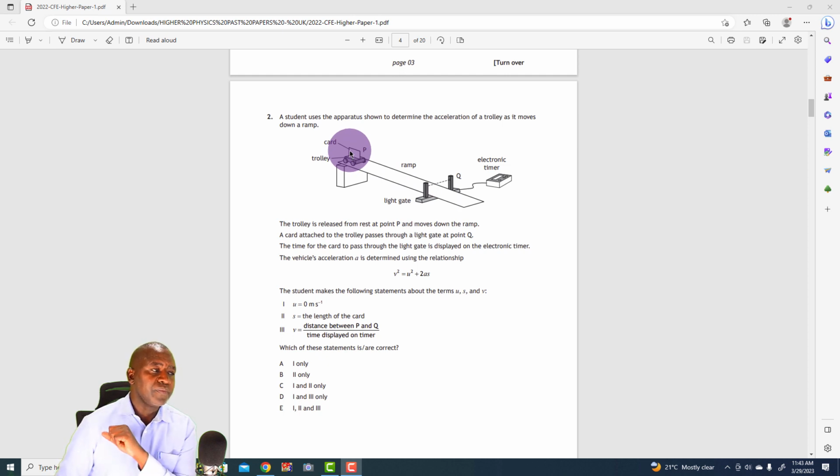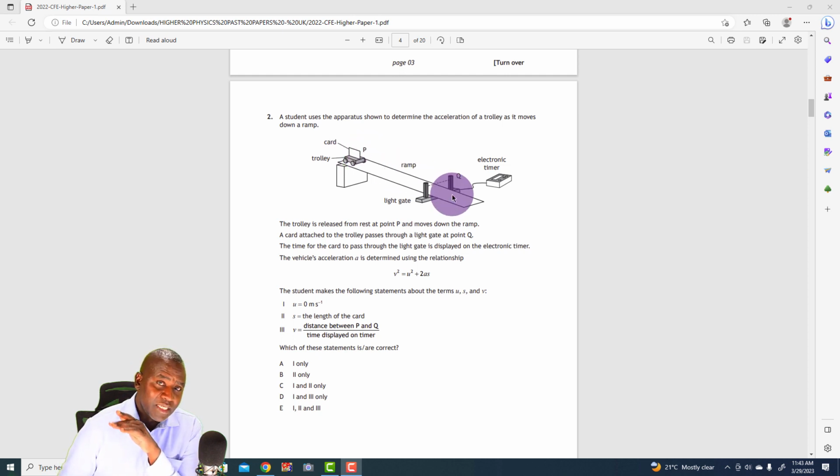So it's going to measure a certain time interval. Let's read and see what kind of time interval it is measuring. The trolley is released from rest, so u is 0 at this particular point, and moves down the ramp. A card attached to the trolley passes through a light gate at point Q. The time for the card to pass through the light gate is displayed on the electronic timer. In other words, the time that is displayed on the electronic timer is the time taken for the trolley to move through a distance equal to the length of the card.